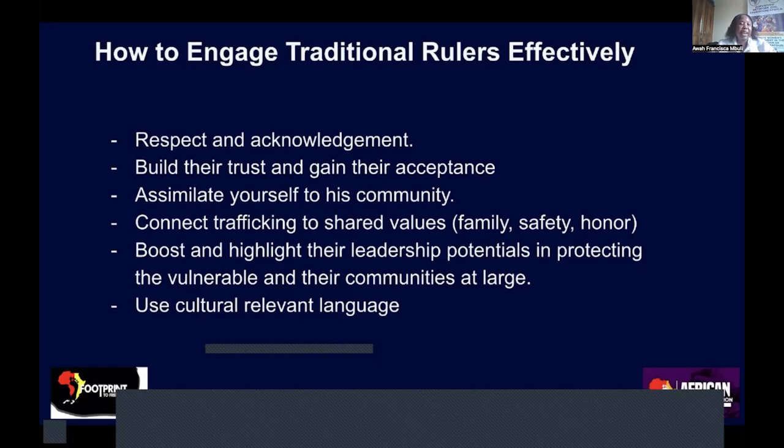We have to boost and highlight their leadership potentials in protecting the vulnerable and their communities at large. We have to use culturally relevant language. We have to try even to learn how to just greet or say thank you. I remember while in Kenya, we all learned how to say thank you. And while in Ghana, I am very versed with Akwaba. So those little tips make the people of that community or their leaders feel that you really love them and you want to be like them. Thank you. Next slide.